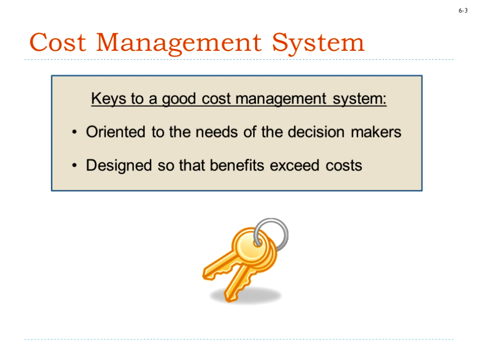All right, so when we talk about a cost management system, there are two characteristics that a good cost management system is going to have. One, the system has to be oriented to the needs of the decision makers, and two, it's designed so that benefits exceed cost. So what does that mean?